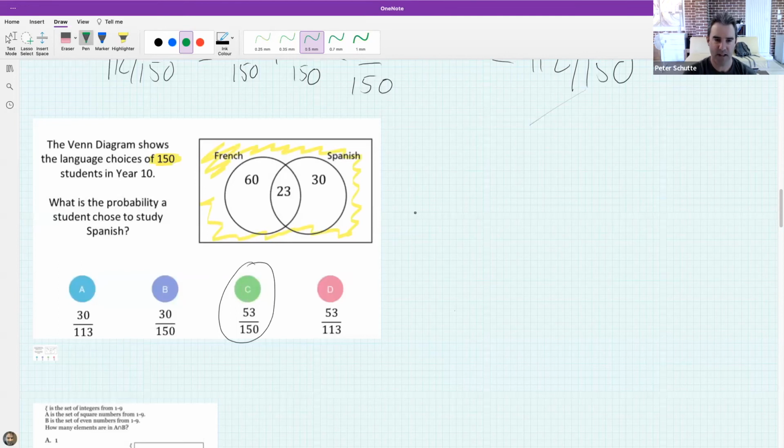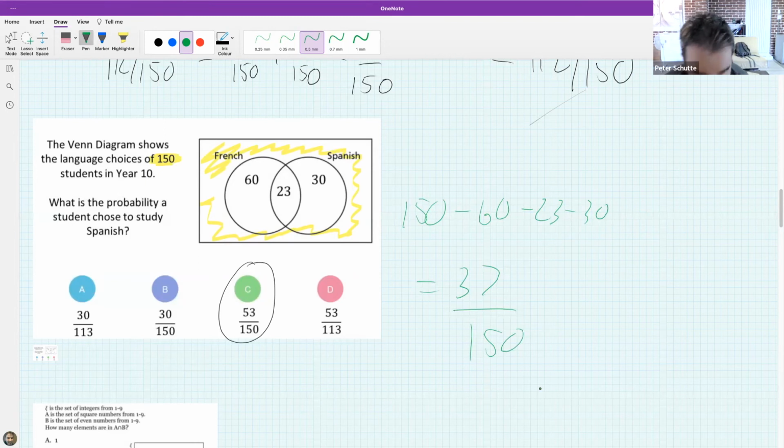And what's that going to be? Well, it's just going to be 150 minus 60 minus 23 minus 30. So what's that number? 60 minus 30. So that's 37. And then for it to be a probability, I just have to divide by the number of possible outcomes. So it's 37 out of 150.